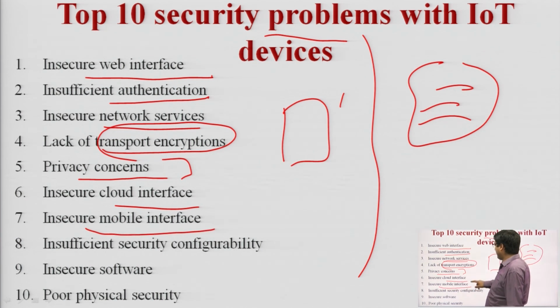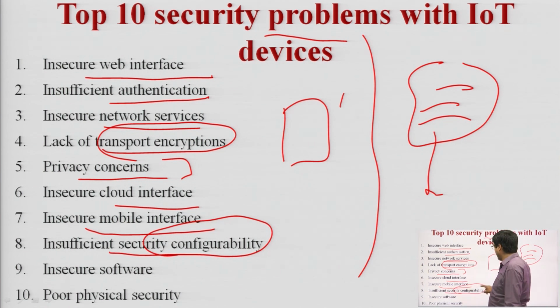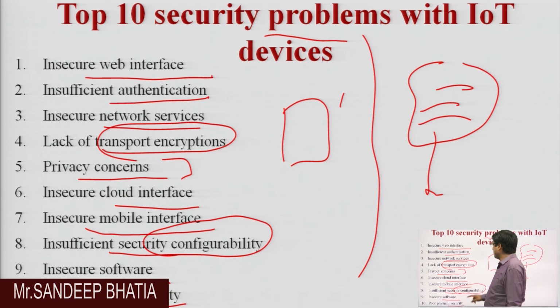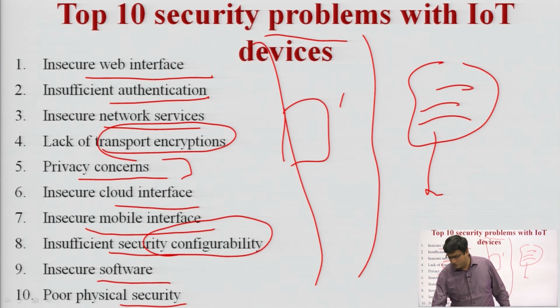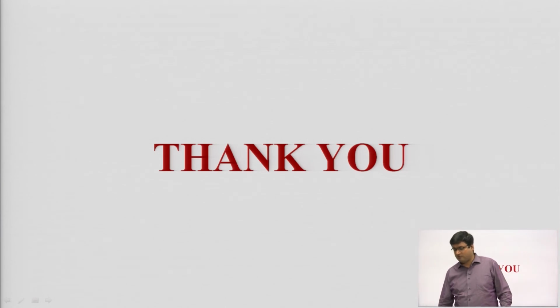Insecure mobile interface. Insufficient security configurability, because unique identification should be provided to the device. Insecure software, because software should be secure. Poor physical security. These are the 10 security problems which IoT devices are facing nowadays. We need to take care of that.